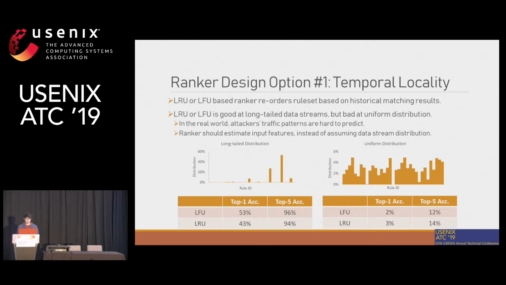Both of them could achieve more than 90% top-5 accuracy in long-tail distribution, while in uniform distribution, their top-5 accuracy is less than 20%. So in the real world, attackers' traffic patterns are hard to predict, so rankers should estimate input features instead of assuming data stream distributions.